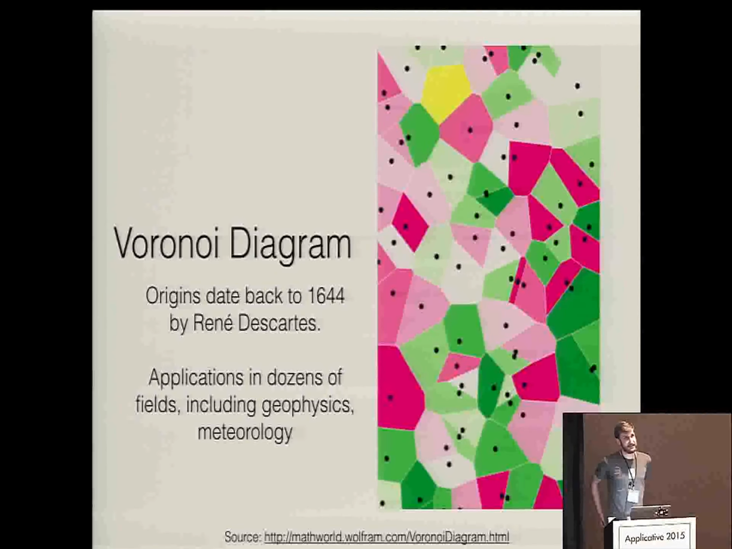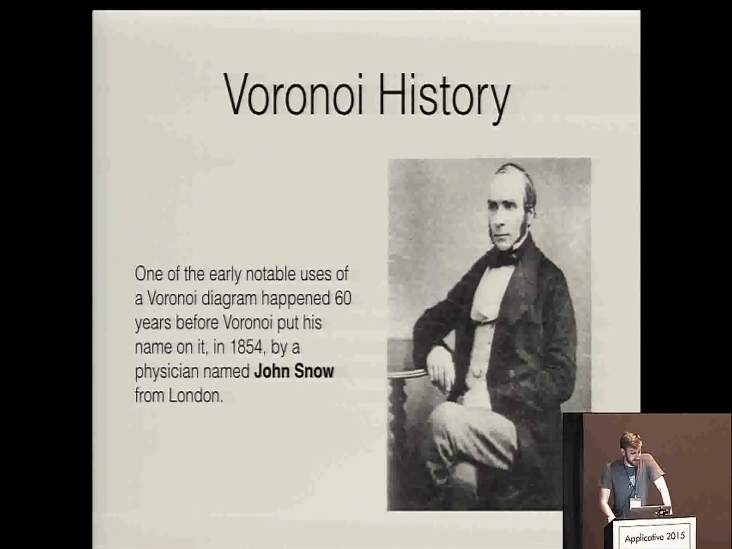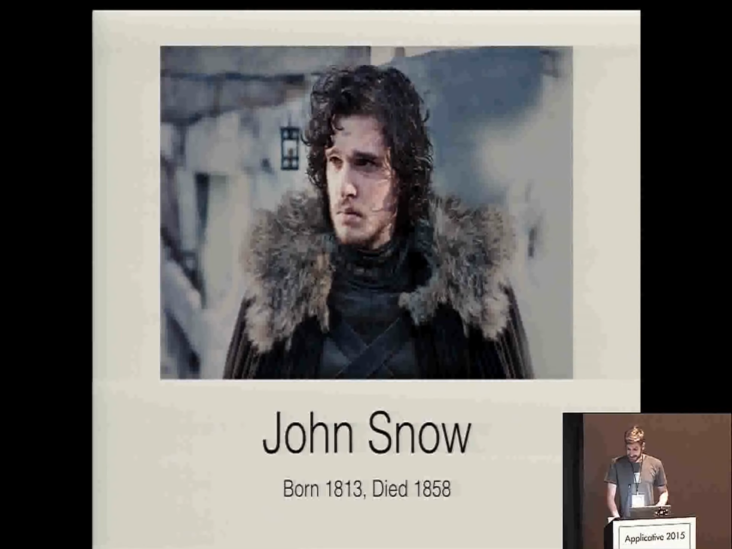When I was researching these things, I found this story, and I just kind of fell in love with the story. So I have to go into detail on this because it is a very, very cool historical story. One of the first notable uses of a Voronoi diagram happened a long time before Voronoi really put his name on it. But in 1854, this physician named John Snow. Voronoi put his name on it in the 1900s or so, but John Snow used this in 1854. I found a better picture of John Snow. This is what he looks like. Very handsome.